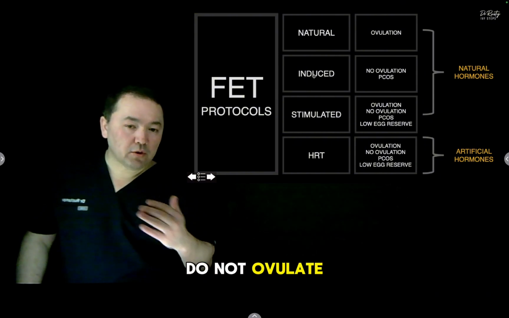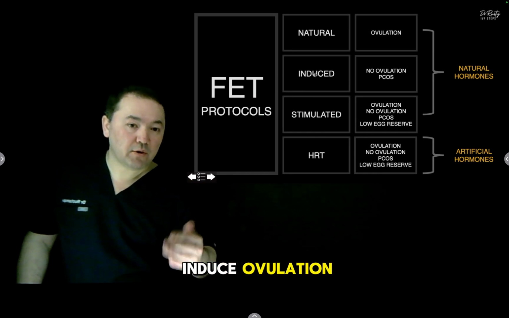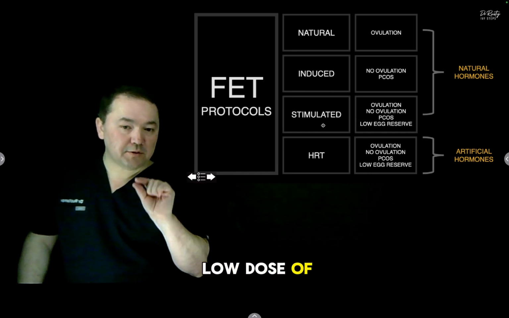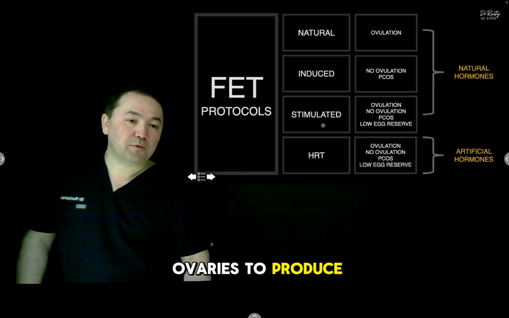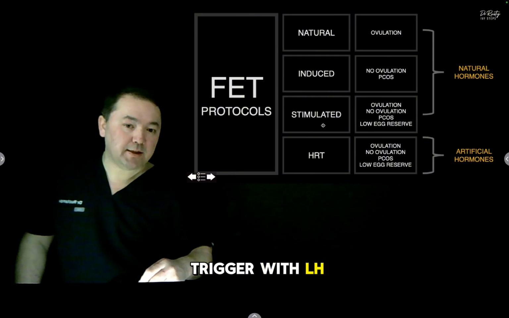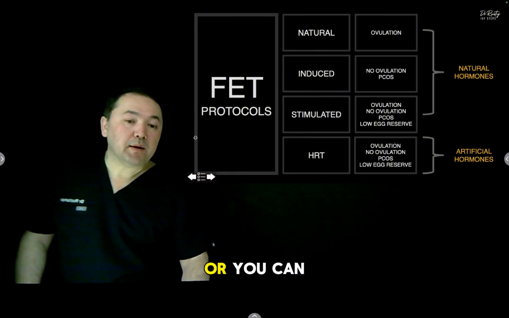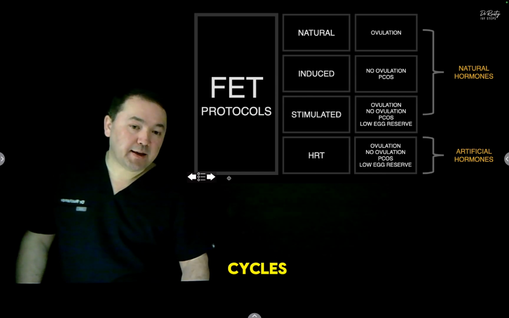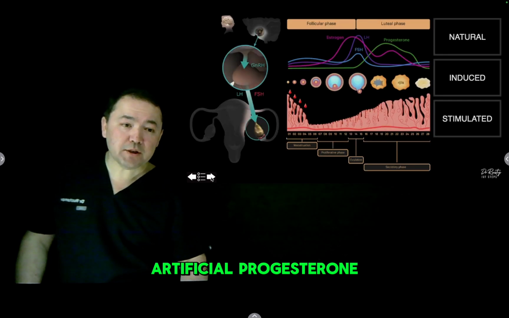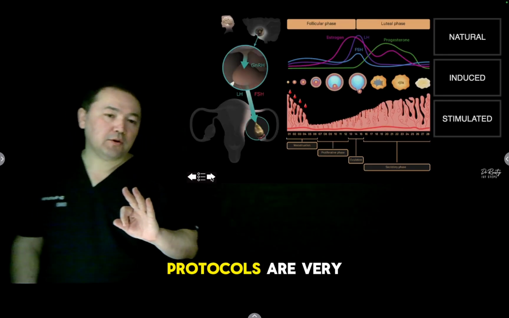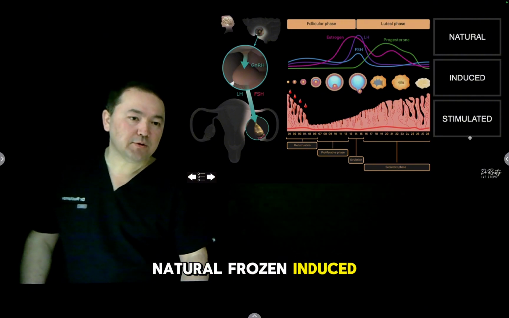If you do not ovulate, if you have PCOS, then you can use letrozole or clomid to induce the ovulation, or use a very low dose of stimulation drugs like Gonal-F or Puregon to help your ovaries to produce follicles. Then you can trigger with LH or HCG, or you may ovulate naturally, or you can use HRT frozen cycles. Here you use artificial estrogen, artificial progesterone.